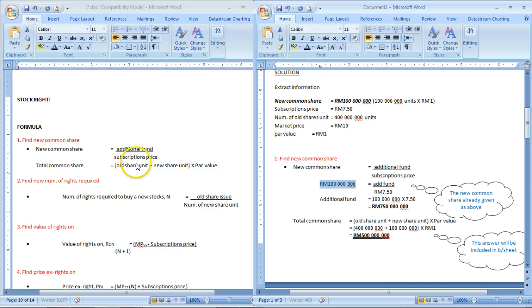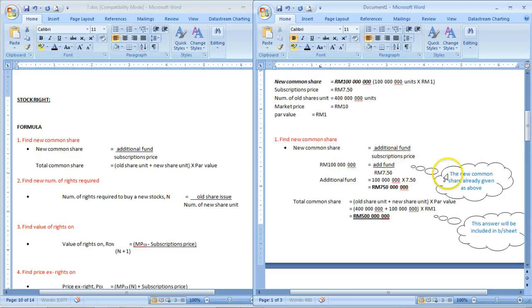One by one. So how to find your additional fund? You multiply 7.5 times 100 million. Why? From divide, when you transfer, it will be multiplied. So you get 750 million. Why don't I need to calculate the new common share? It is already given as above.